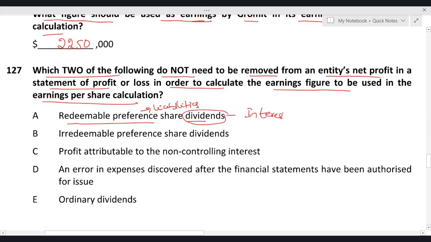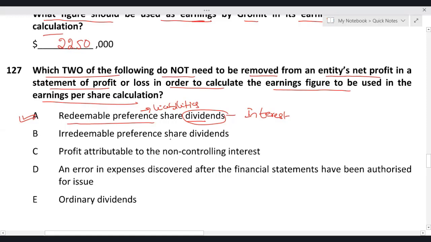And we know that interest is already adjusted. Obviously, if there is a profit after tax, you have already deducted the interest. So logically, while calculating EPS, there's no need to adjust the net profit figure because the interest is already deducted. Okay, after that, irredeemable preference shares, obviously they will be adjusted.